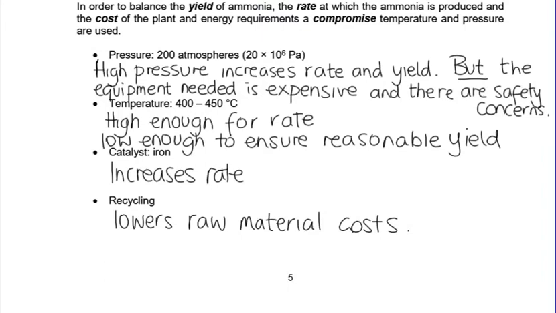So our pressure is high enough to increase the rate and yield, but it's not so high that the equipment needed is expensive and the safety concerns too worrying. You mustn't just write it's expensive. What about high pressure is expensive? It's actually the equipment that's expensive. The temperature is high enough for rate but low enough for yield, so it's a compromise between rate and yield. We add the catalyst to increase that rate, and we recycle any unreacted nitrogen and hydrogen to reduce raw material costs.